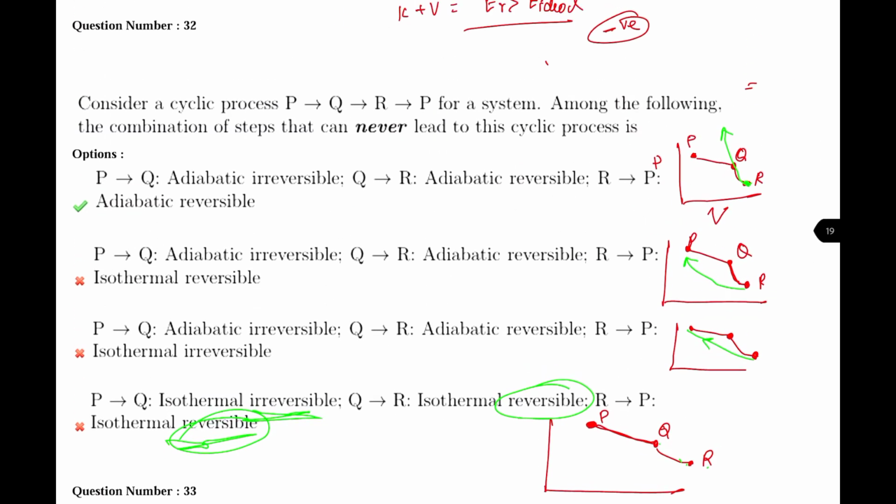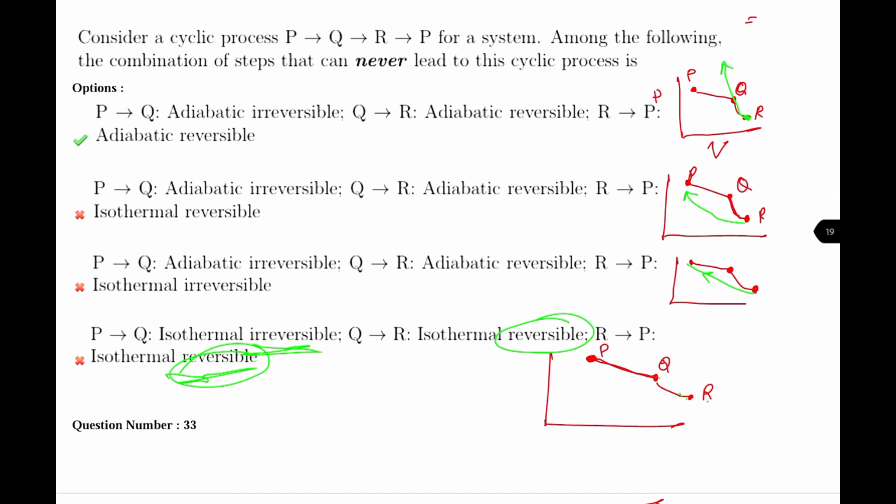Now going to the next question. Consider a cyclic process PQRP for a system. Among the following, the combination of steps that can never happen leading to this cyclic process is. So we'll have to read the various options and solve them. It is a bit lengthy question which I generally recommend people do at last. But if this part of your chemistry is your strength, then do it.